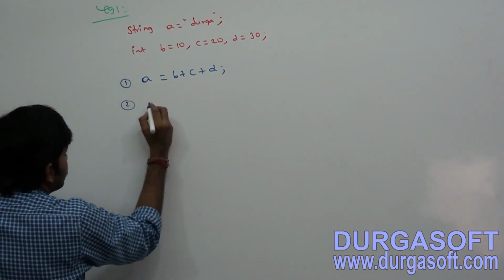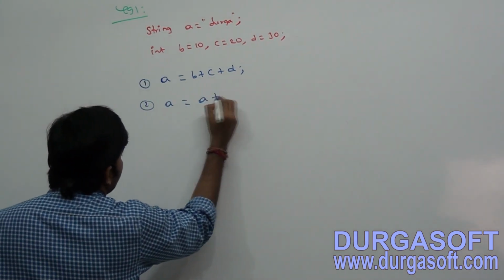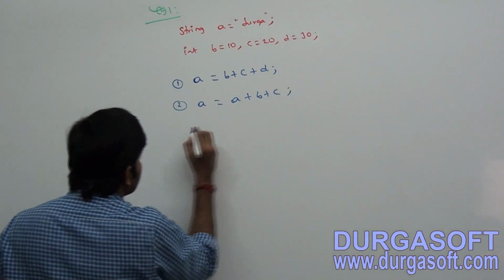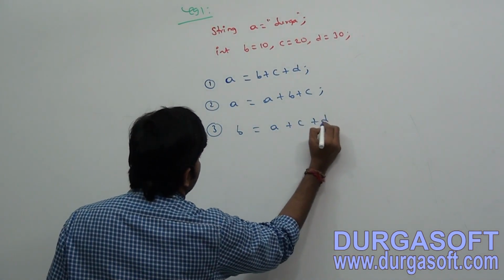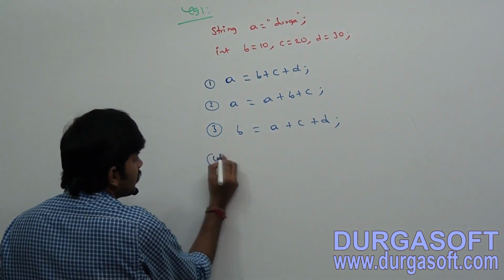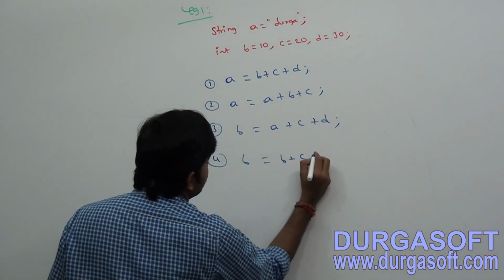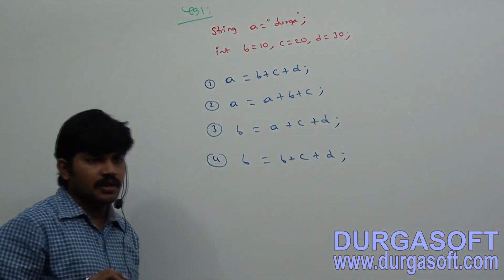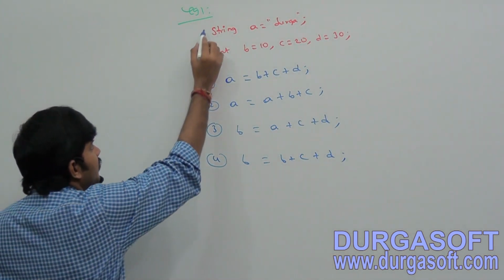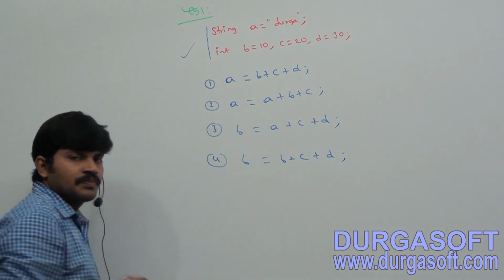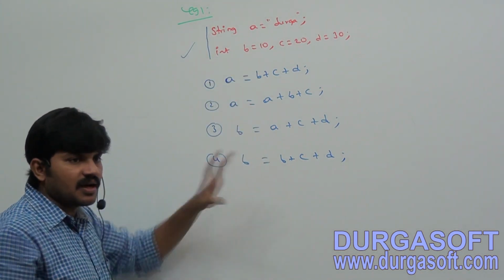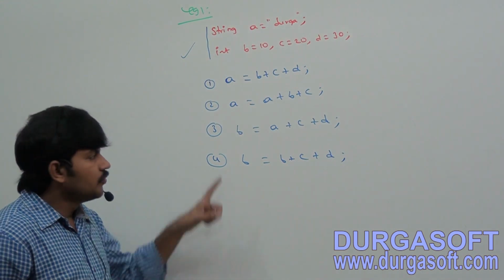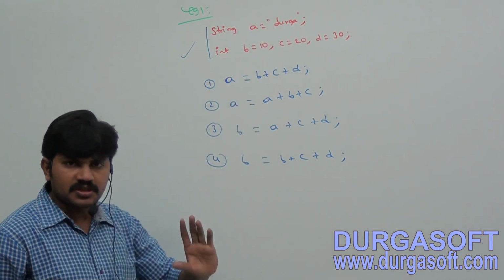So here, next, A is equal to A plus B plus C. Third one, B is equal to A plus C plus D. Fourth one, B is equal to B plus C plus D. Consider these declarations. Which of the following expressions are valid? We have to decide which expressions are valid and which are invalid, right?